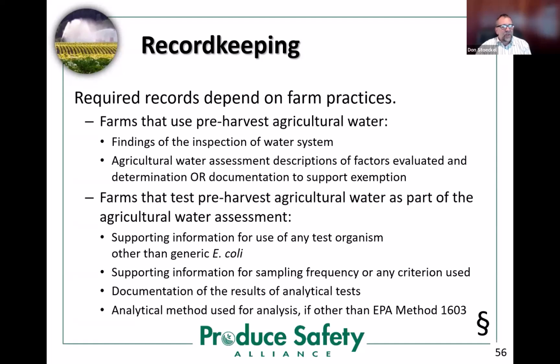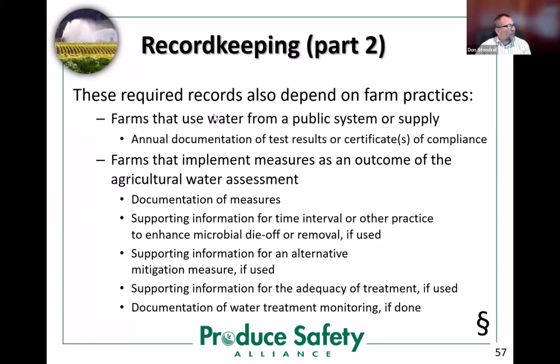Use this slide and the next one to share specific conditions when particular records are required. For instance, when a farm chooses to test the water as part of their assessment, they would consider or maybe need to have these records depending on the choices they make. Similarly, if a farm is exempt from an agricultural water assessment because they're using public water supply water, they would have to document that public water supply characteristics or testing with a certificate of compliance or some other way in order to support their eligibility for exemption.